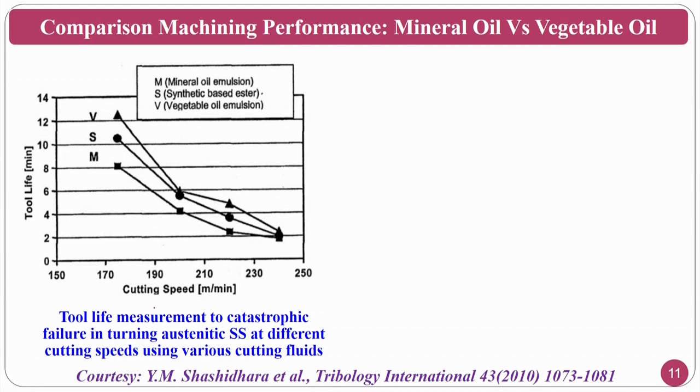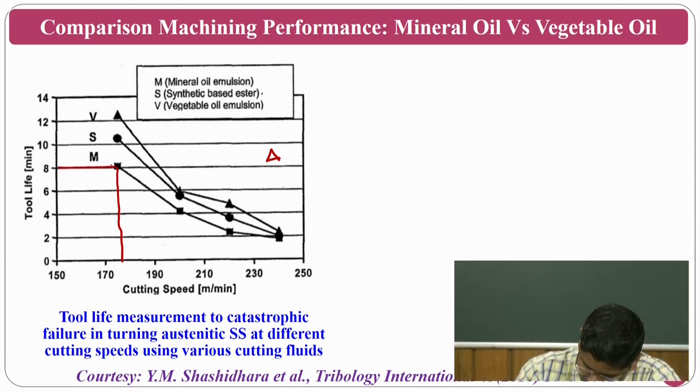If you see the cutting speed versus tool life, we have three types of oils. One is mineral oil emulsion, another is synthetic based ester, and the third is vegetable oil emulsion. The triangle shown here represents the vegetable oils. Assume that I am going to use a particular condition like 175 or so as the cutting speed; the tool life will be about 8 minutes, 10.5, and 12.5 or so.